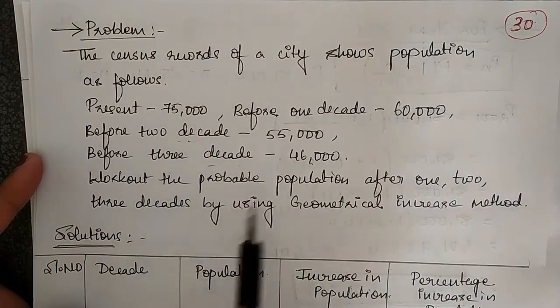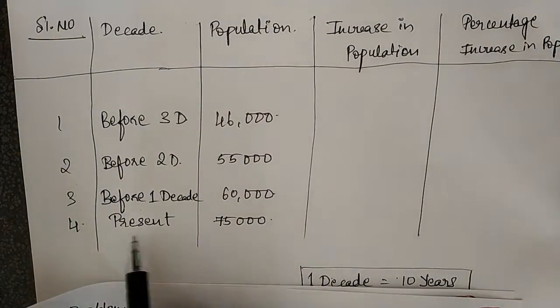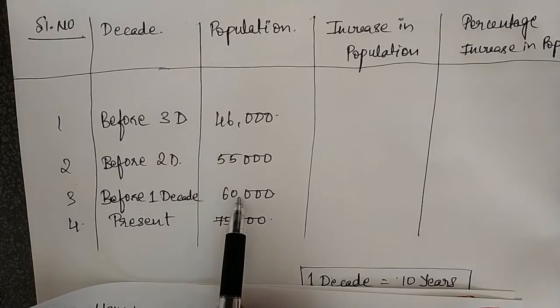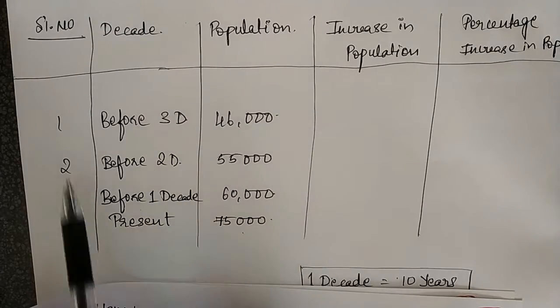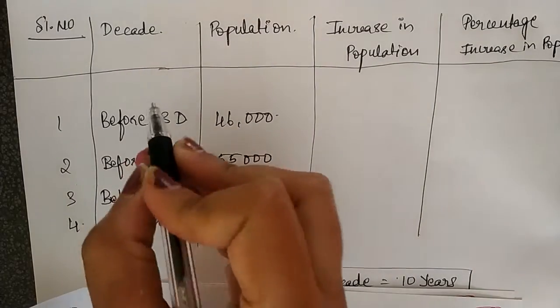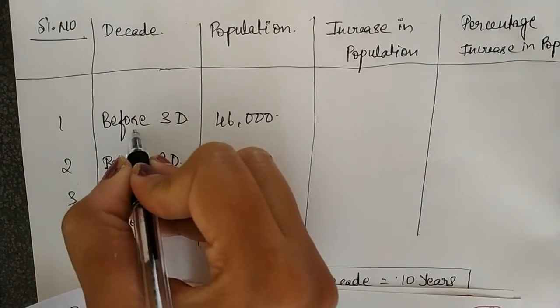Okay, so for these decades, I need to prepare this table first. If you can see, I have written my present population here, then before 1 decade, before 2 decades and before 3 decades. After this is done, in case you are getting confused, just for your assumption, you can write down the years also here.